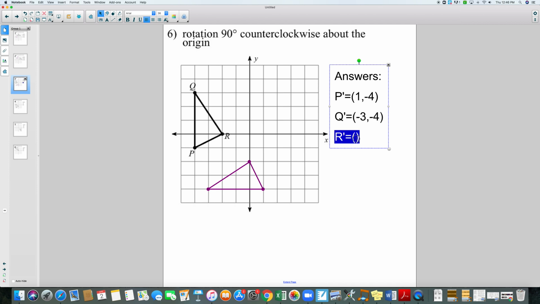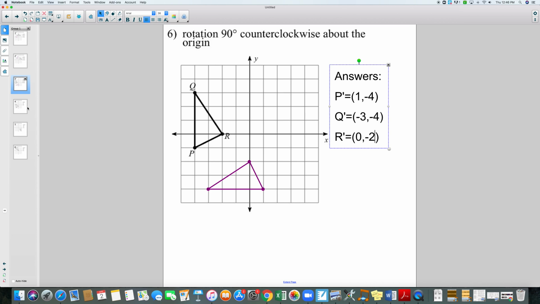And then for R prime, originally we're negative 2 and 0. Now we're going to be 0 and negative 2. So originally with R we went over negative 2 and didn't go up or down. Our R prime is we're not going left or right, but we go down negative 2. So that covers the 90-degree counterclockwise.